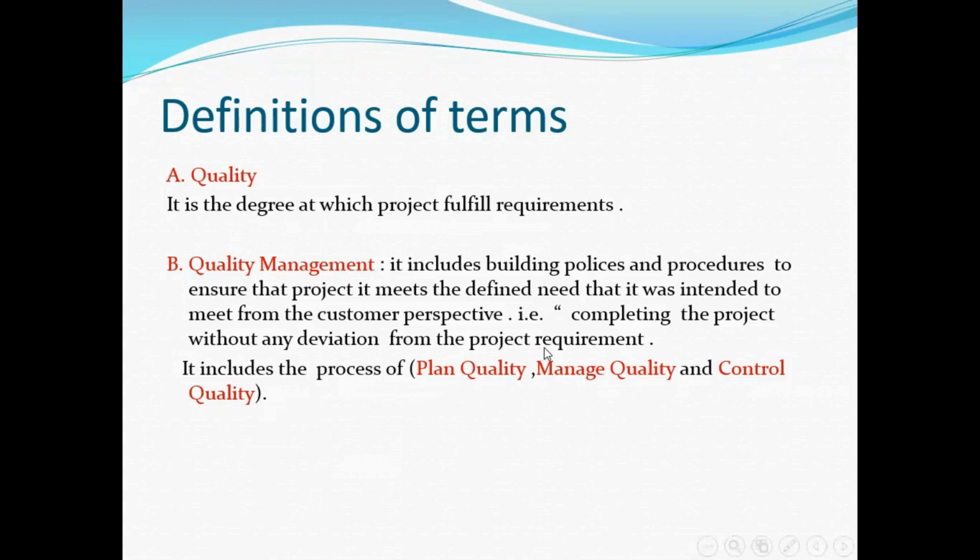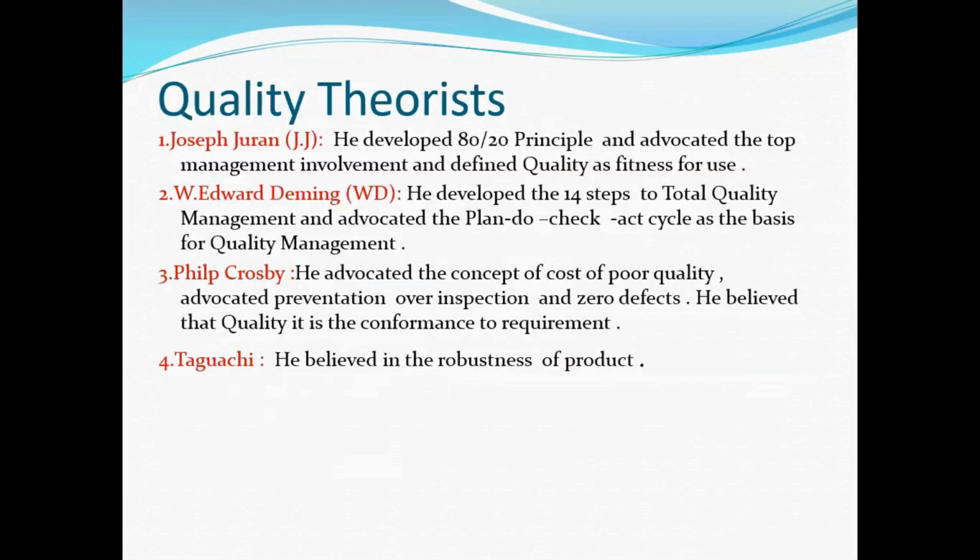So from the 49 processes in our project management, we have what we call plan quality, setting your policy and procedures for managing your quality. We have manage quality, which is the quality assurance, and we have control quality, which is the inspection and the measurement assessment. We also have what we call quality theorists, such as Joseph Juran, J and J for short. He defined quality using the 80/20 principle.